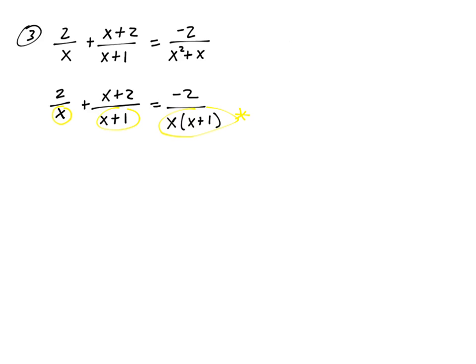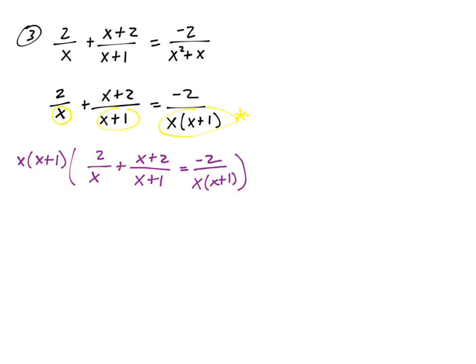So what we want to do is we're going to multiply everything by that. So we're going to multiply both sides by x times x plus 1. So we've got 2 over x plus x plus 2 over x plus 1 equals negative 2 over x times x plus 1. And we can go and put this on this side too. And so what we're going to see is this cancels. This cancels with this. And so we'll multiply the 2 times the x plus 1. So this becomes 2 times x plus 1 on top.